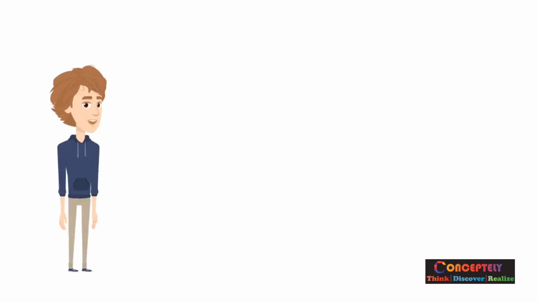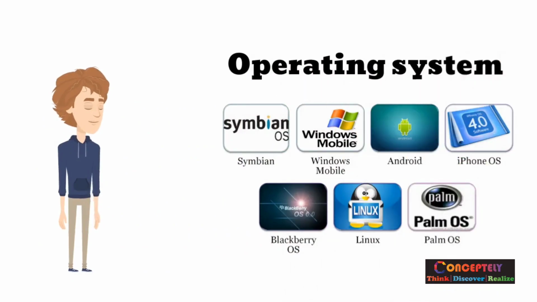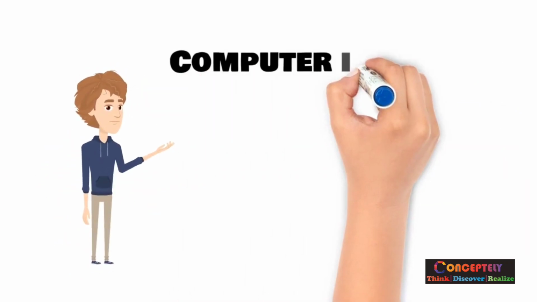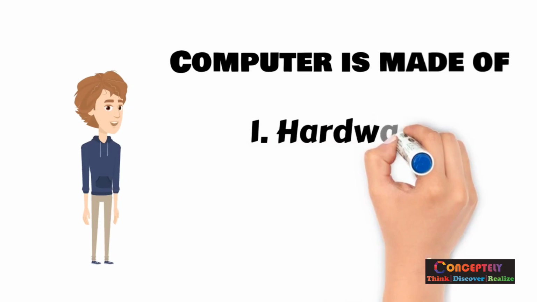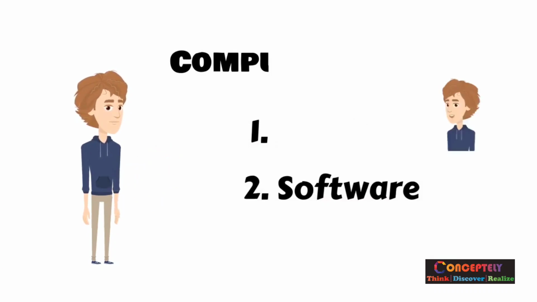Learners, have you ever wondered how your personal computers work? Well, your personal computer works on an operating system. An operating system is a very important part of a computer. But before talking about an operating system, let us talk about how a computer is made. It is made up of two essential components that are known as hardware and software.